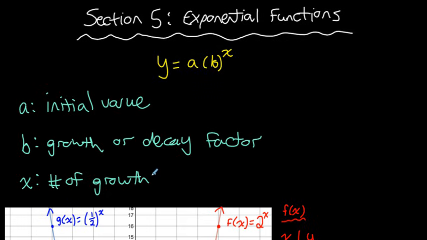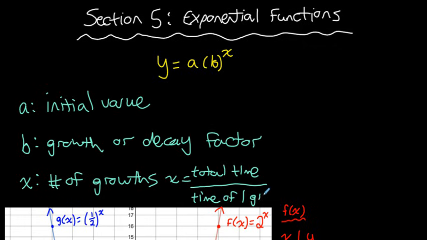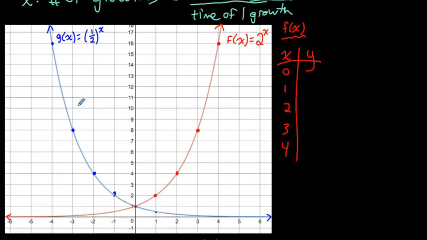I'll just write growths. And we can calculate it by doing x equals total time divided by time it takes for one growth or decay, the time of one growth. And we'll see how that works in a minute when we do an example. Here's just a couple quick examples of what an exponential function looks like. We can tell it's an exponential function from the equation because the variable is now in the exponent.